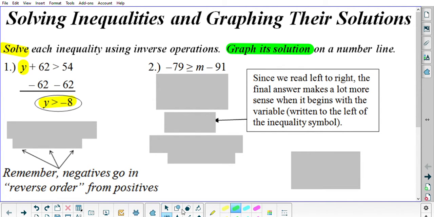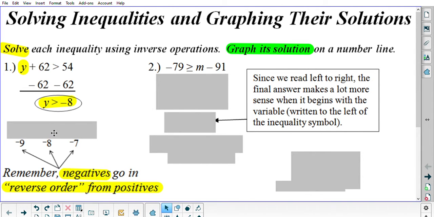Now we need to remember, since the solution here of y is greater than negative 8 has the negative 8, that's a negative number, you need to remember that negatives go in reverse order from positives. So when you set up the labeling of your hash marks, the negative 8 traditionally goes in the middle, but you need to know that negative 9 would be to the left of negative 8 and negative 7 would be to the right of the negative 8. And that has nothing to do with the inequality symbol. It is just the order that negative numbers always go in. Okay, they're always reverse order from positives.